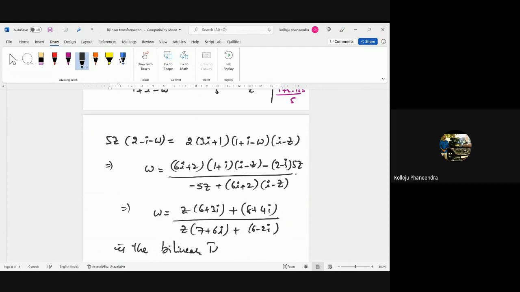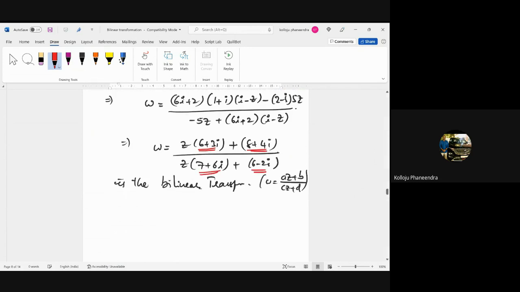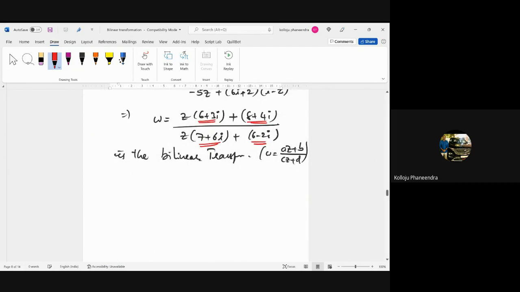What is this form? W equal to AZ plus B by CZ plus D. Here, what is the A value, B value, C value, D value? Clearly, AZ plus B by CZ plus D. This is one problem. Okay, right? Next one. Similarly, you can solve the remaining problems.